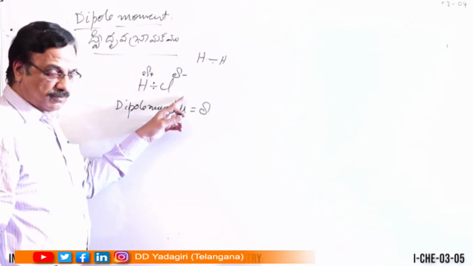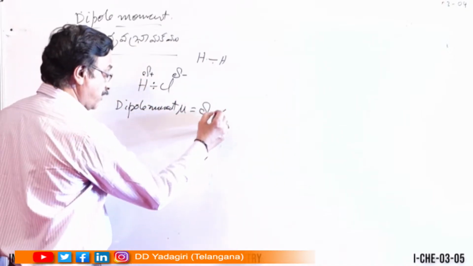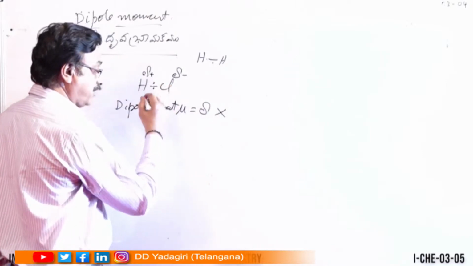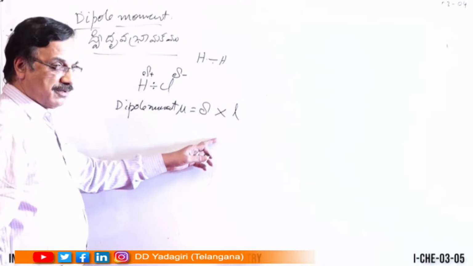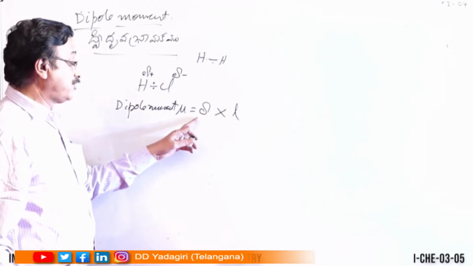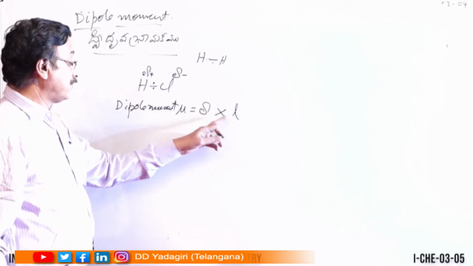multiplied by the distance between them. L, the distance between them, right? Magnitude of the charge and distance between them.